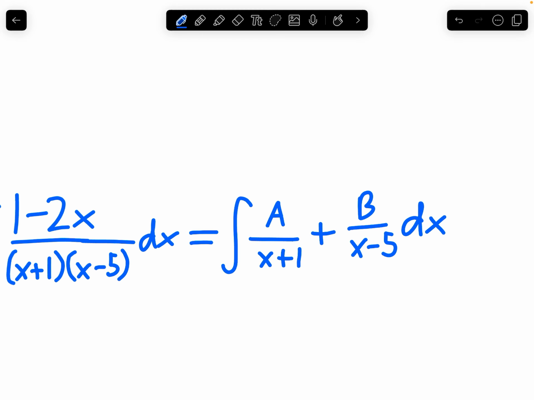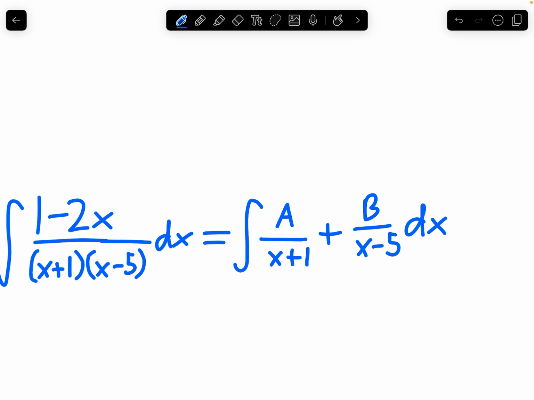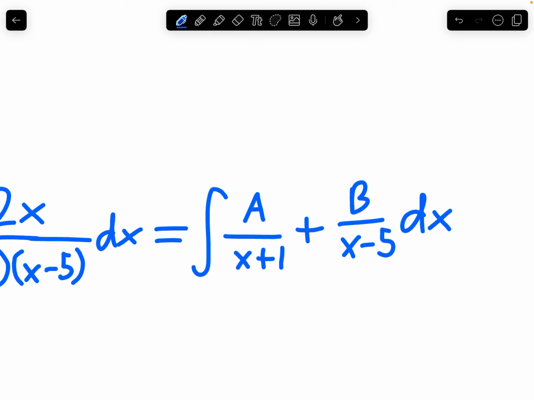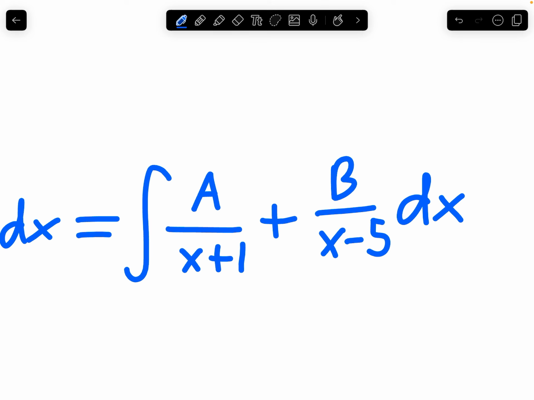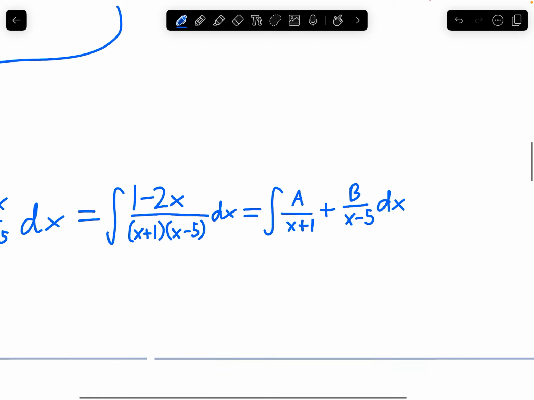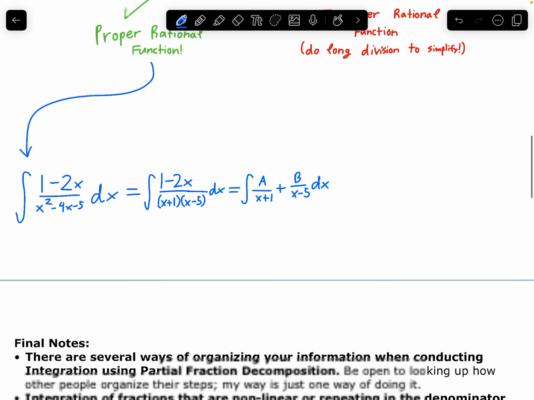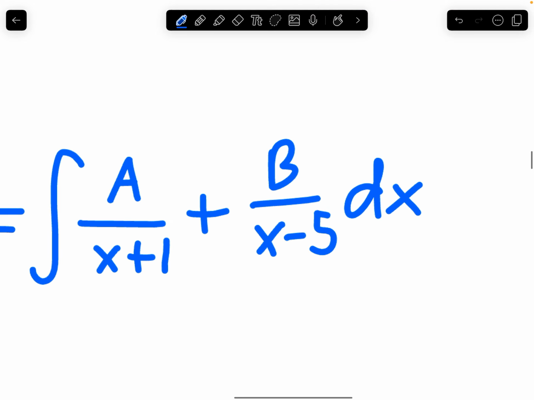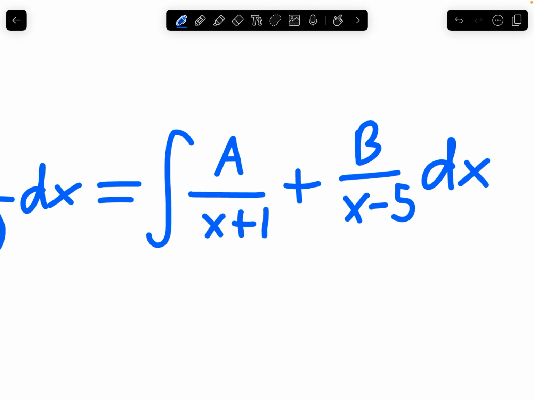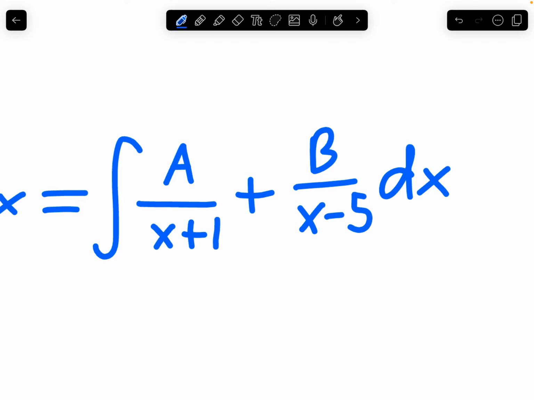Basically, we're going to eventually find what A and B are. This is going to allow us to integrate each of these sides separately and get to an integral a lot easier, as opposed to having to try and integrate this. So this is just what you want to do here, something like this.